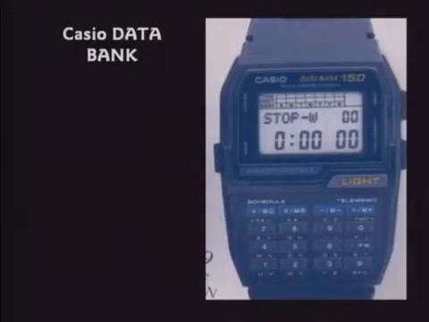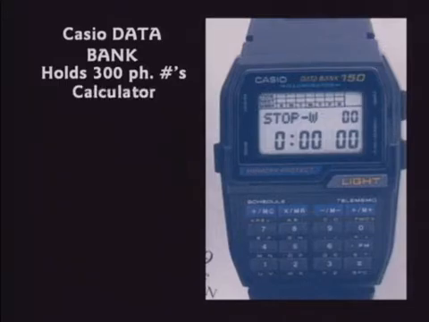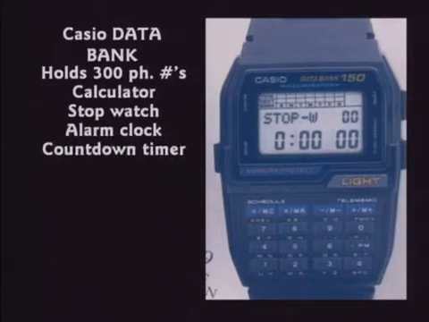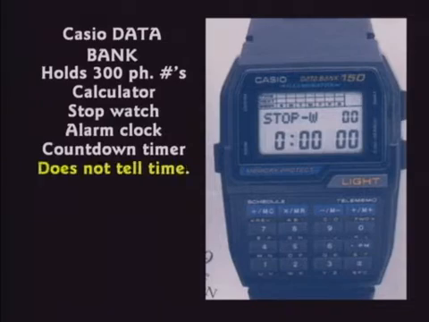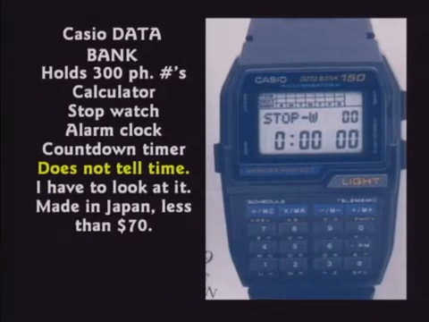Now look, I have a Casio Databank stopwatch. It holds 300 phone numbers. It's a calculator, a stopwatch, an alarm clock, and a countdown timer. It does not tell time. You have to look at it. But it's an amazing machine. $70 at Walmart. I was in Japan only one time, but I never did see the guy who made the Casio Databank stopwatch. But I suspect there is a guy who made it.